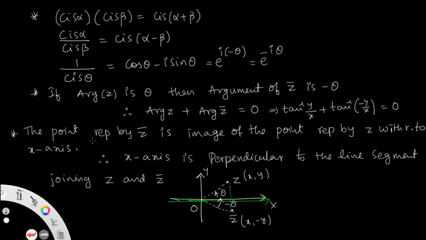Next formula: if O is the origin, Z is x comma y, and Z bar lies in the fourth quadrant where Z is in the first quadrant, this is the mirror image of Z with respect to the x-axis. Therefore, the x-axis is perpendicular to the line joining Z and Z bar. The point represented by Z bar is the image of the point represented by Z with respect to the x-axis. Therefore, the x-axis is perpendicular to the line joining Z and Z bar.